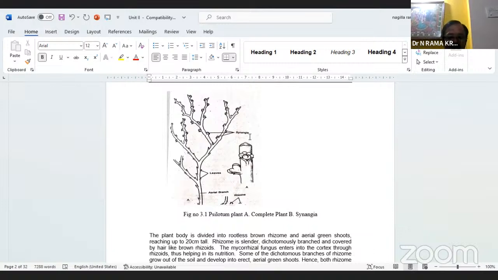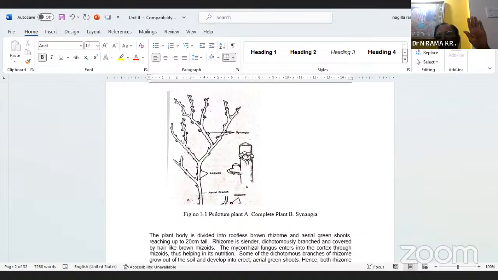According to this telome theory, the primitive pteridophytes evolved from green algae, which divided in all directions and gave rise to erect branches. Then the sporophytic and gametophytic generations developed. So this is the development from Rhynia to Selaginella.